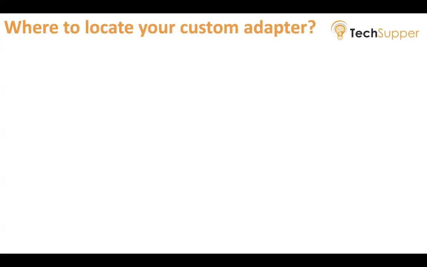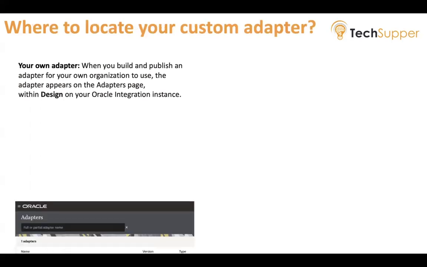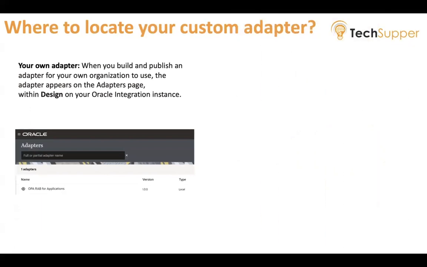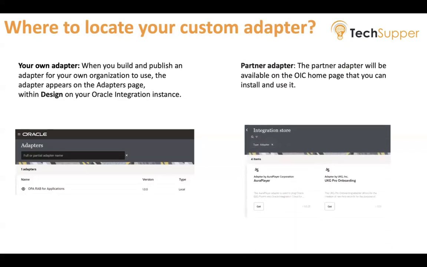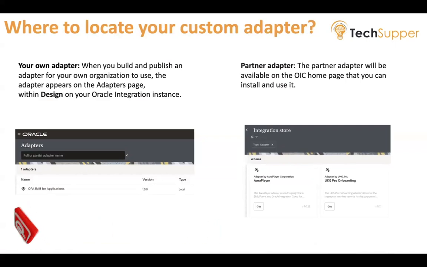So customers are developing, ISVs are developing and monetizing. Then where do you locate your own custom adapters? As a customer, if you are developing your own adapter and publishing it without any monetization, it will be available under the design adapter section, and then in your adapters list, and you can use it. But if it is a partner adapter, it will be available in the store. From the home page, you will see browse store, and then you can filter by adapter. From where you see the recipes, you can see the adapters provided by partners.